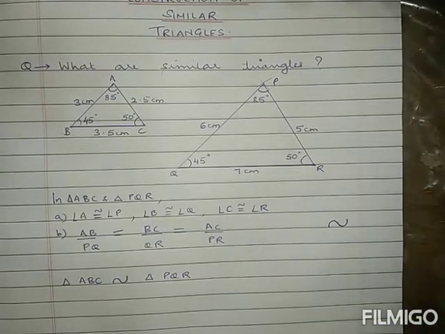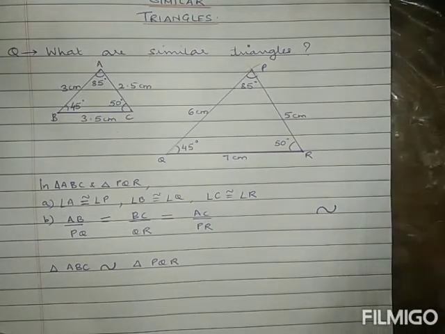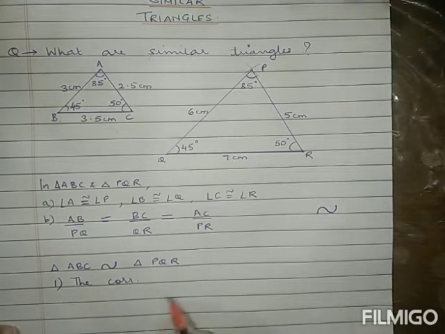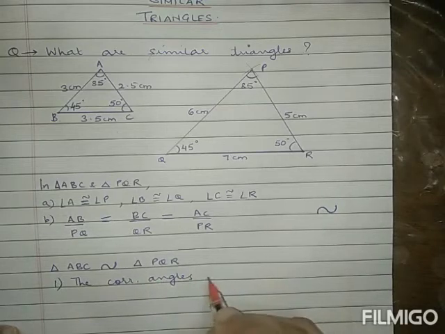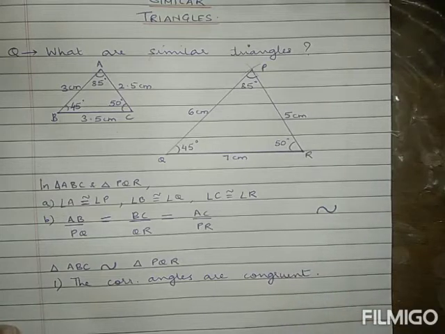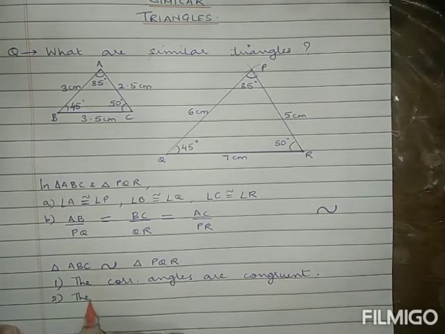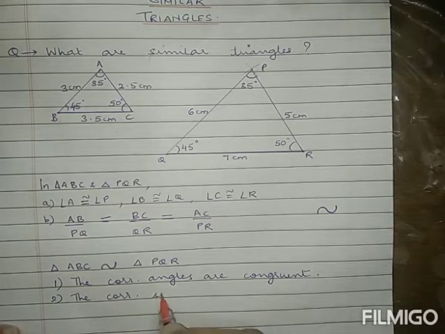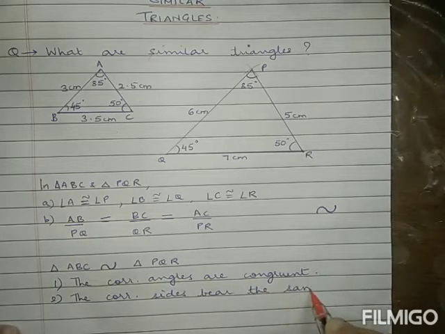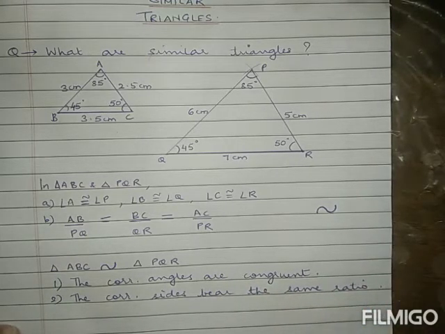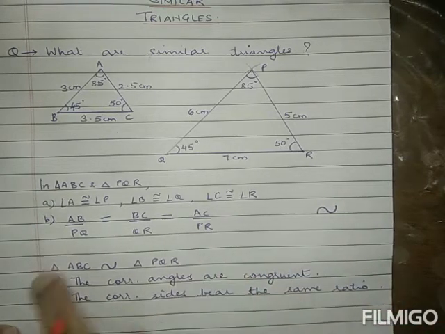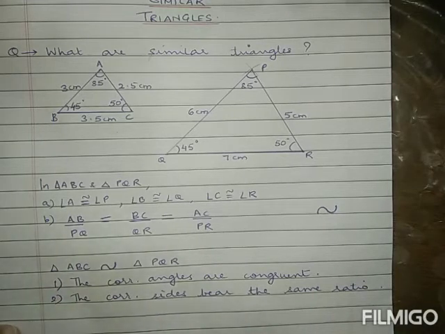So what do we conclude about similar triangles? First, the corresponding angles are congruent, and second, the corresponding sides bear the same ratio. So any pair of triangles which follow this criteria are known as similar triangles.